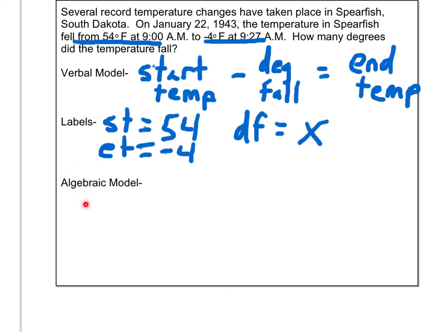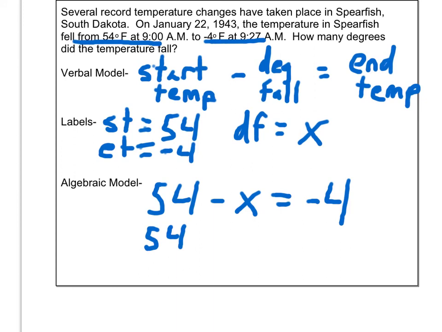Now for the algebraic model down here at the bottom, we plug those labels in place of the words. So instead of starting temp, we're going to put 54. Minus, instead of degrees fallen, we're going to put x. And equals, instead of ending temp, we're going to put negative 4. Well, we got to get this x right here on the side by itself. So let's change this first. Let's change this to an addition problem. So it's going to be 54 plus negative x equals negative 4.